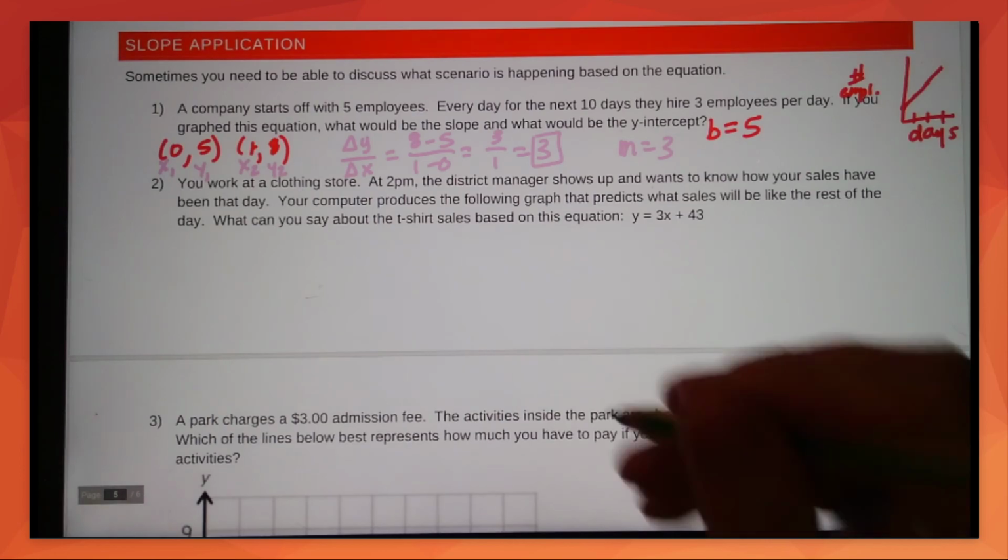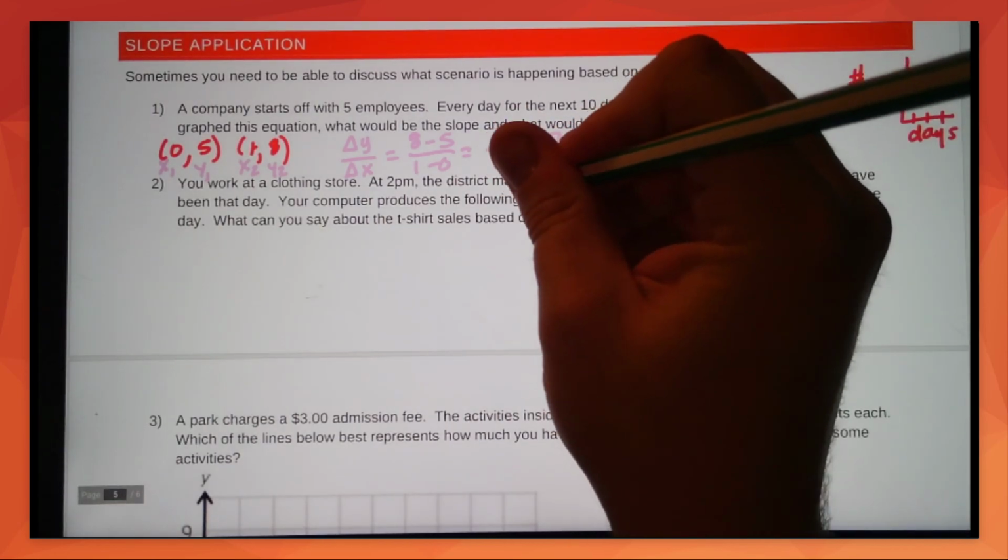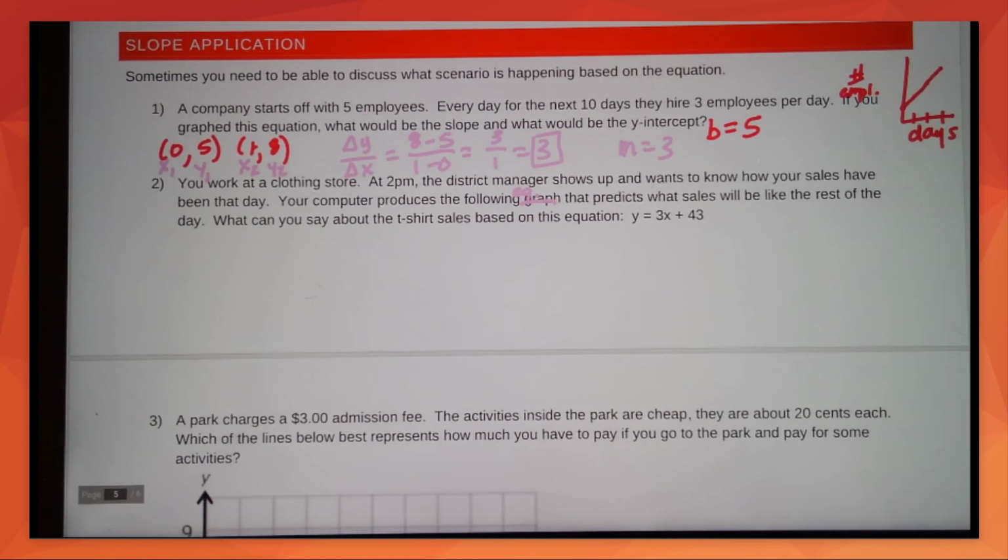I didn't mean to say graph here. I'm sorry. This should say equation. Sorry, you guys. So your computer produces the following equation that predicts what the sales will be like for the rest of the day. What can you say about the t-shirt sales based on this equation?